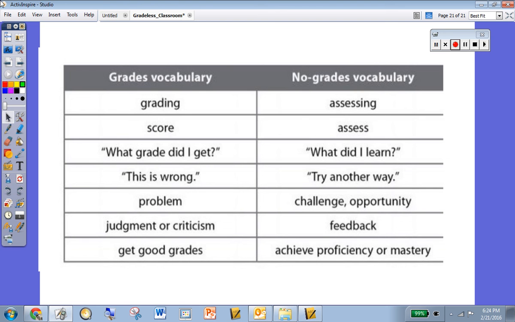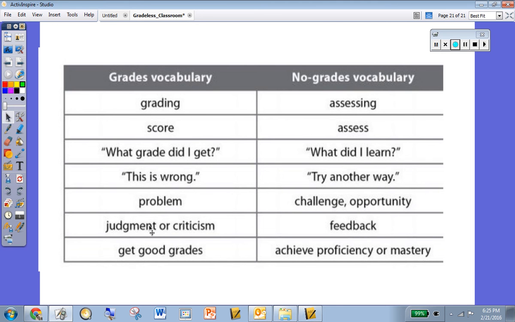So sometimes the vocabulary we use is really important. Instead of talking about grading, talk about assessment. Oh, so you didn't do very well in this assessment. How do you plan to improve? Instead of their score, let's assess them. Everything is feedback. Everything is just designed to give them a place to start and where they want to go.